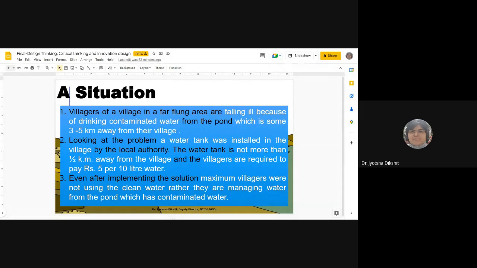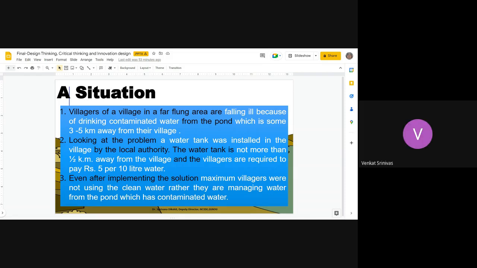Yeah, Mr. Reddy. Mr. Arjit? Madam, pond water is free of cost. They need not pay anything. And the villagers' income source is limited, so the money they have to pay is out of their budget. They have to pay for getting fresh water. Very true. That's a financial problem here. Any other problem?